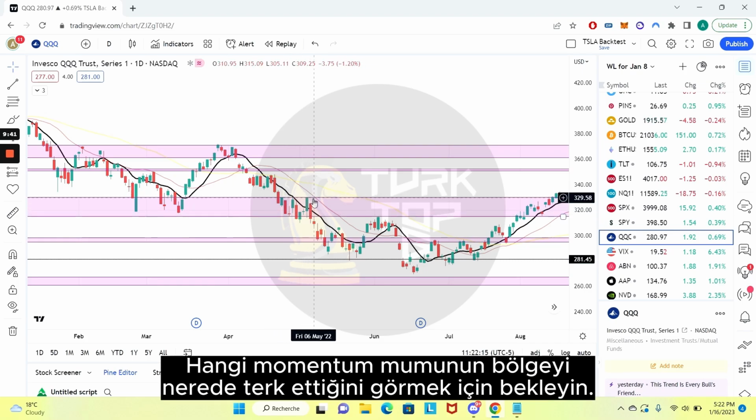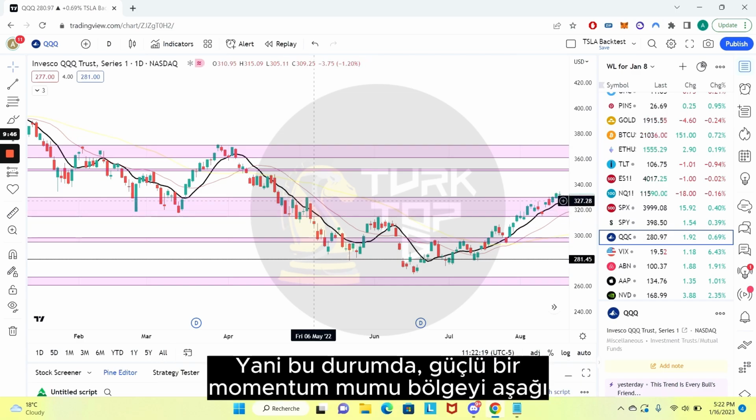Wait to see which momentum candle leaves this zone. So in this case, a strong momentum candle left this zone down, and then we go short and go back lower.